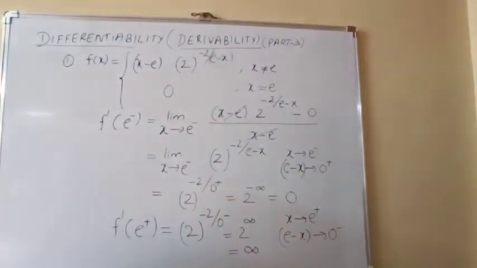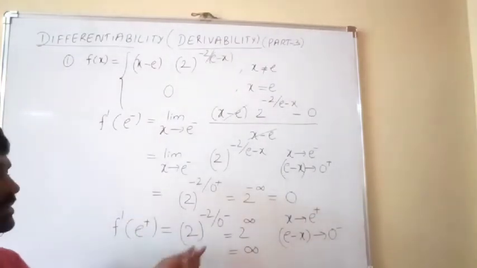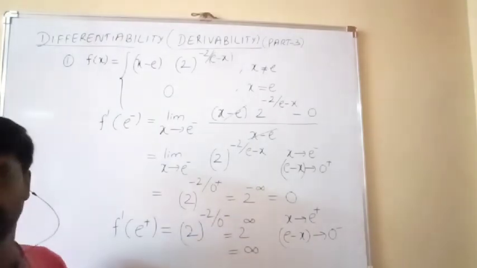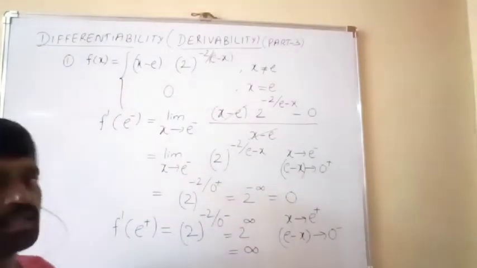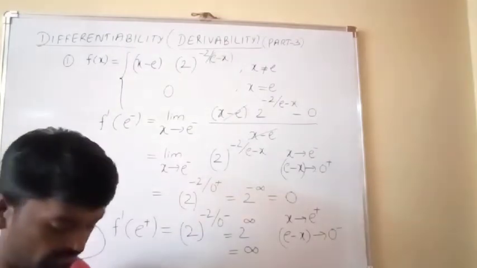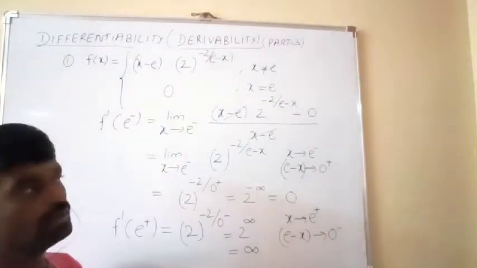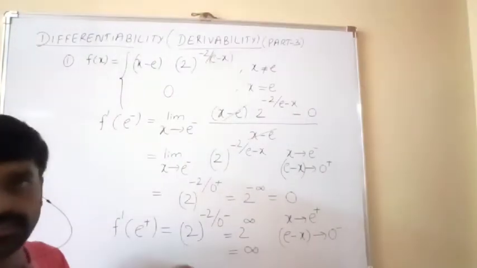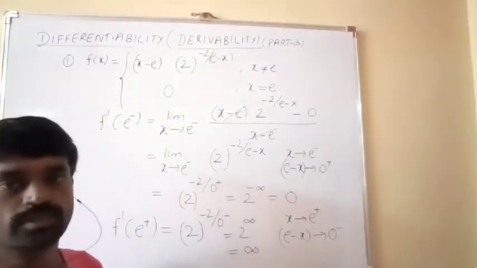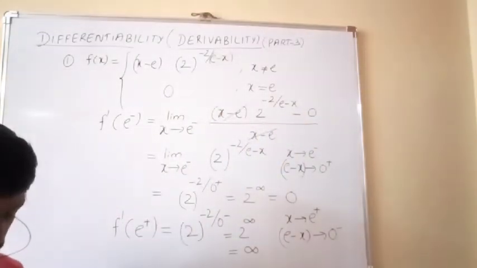So here the left hand derivative is not equal to the right hand derivative, because the left hand derivative is finite but the right hand derivative does not exist because it is infinite. So what can we conclude? f is not differentiable at x = e, at the point x = e.